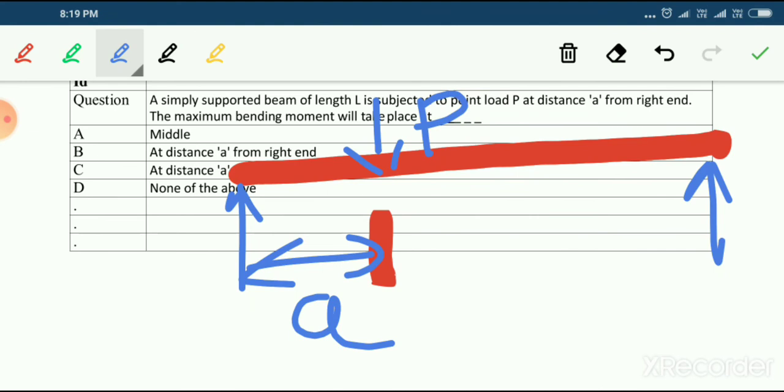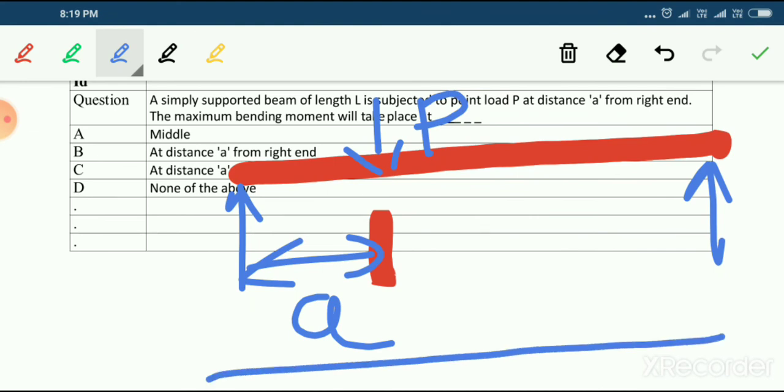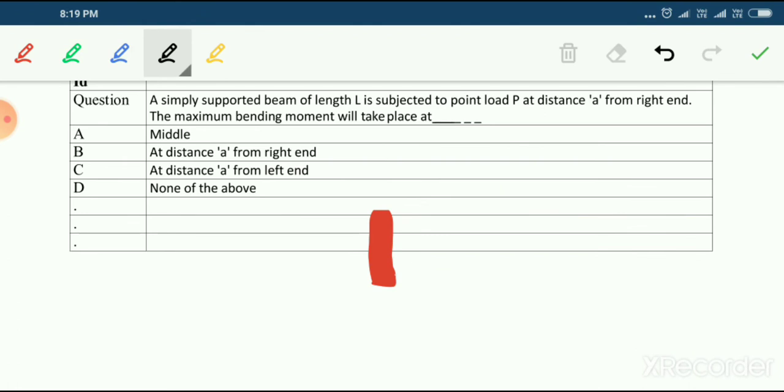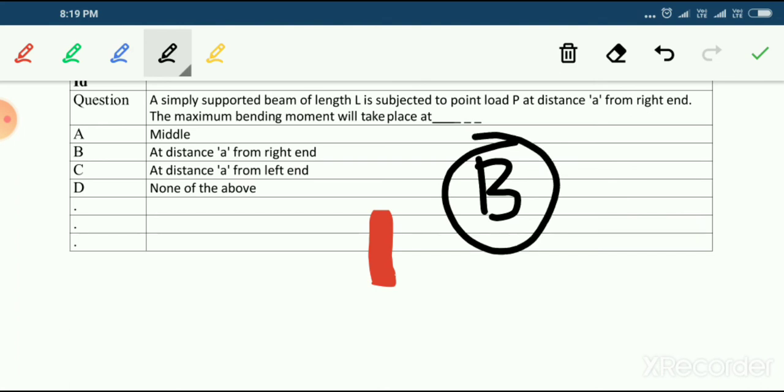And where will the bending moment be maximum? If you draw the diagram, this is the bending moment diagram that will come. At which point will you have the maximum bending moment? At a distance of A from the right end. I think you already know this one. So which is the correct answer? At a distance A from the right end. B is the correct answer for this question.